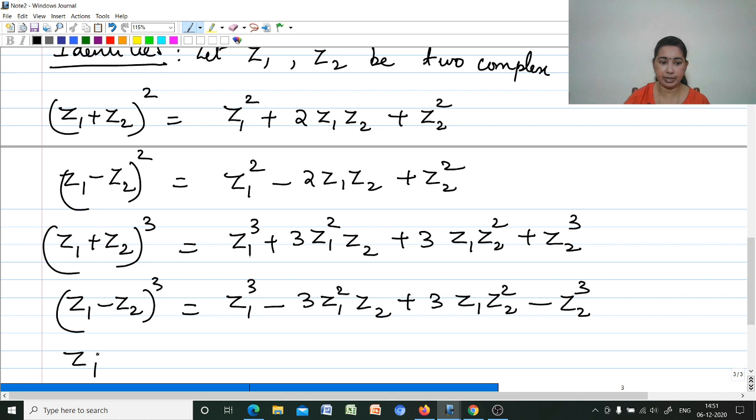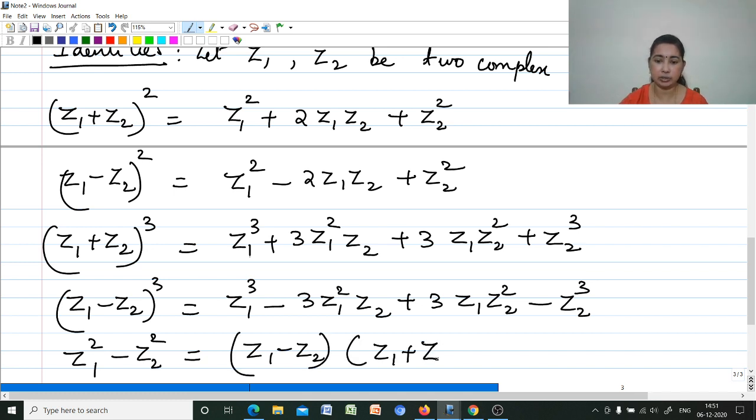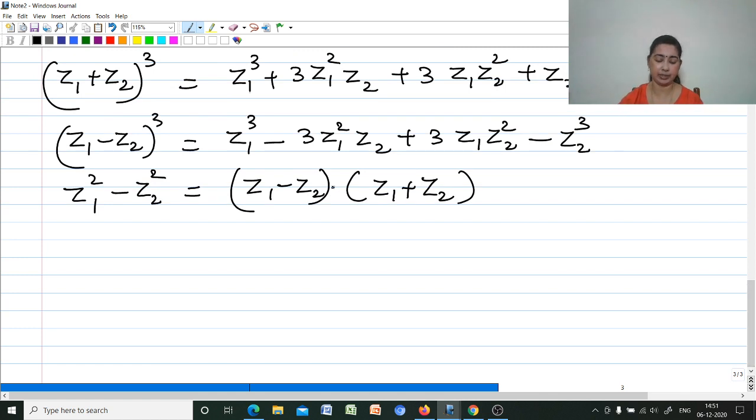Then how much is Z1 square minus Z2 square? That is, a plus b into a minus b is a square minus b square. So Z1 square minus Z2 square is the same as Z1 minus Z2 into Z1 plus Z2. So you have to go through all these identities, because there will be problems where we have to apply them. Okay, so let us move on to a few questions.